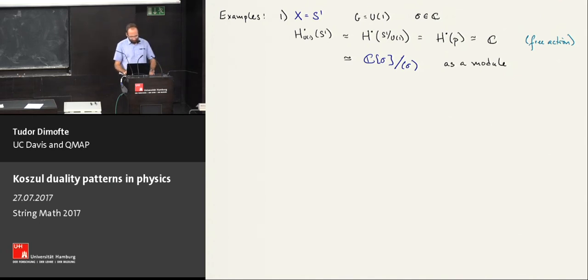Let me start with the Riemannian manifold just being S1 with a circle action. Our sigma is just a complex scalar. It's valued in the complexified Lie algebra of U1. The Hilbert space of gauged quantum mechanics on X is just C. Since the action is free, we can just quotient it down and we'll get cohomology of a point. But as a module for the symmetric algebra, it's C of sigma mod sigma.